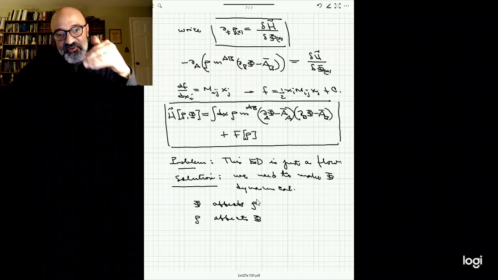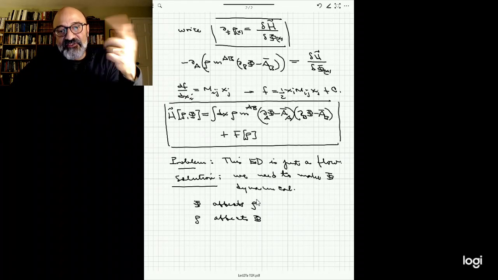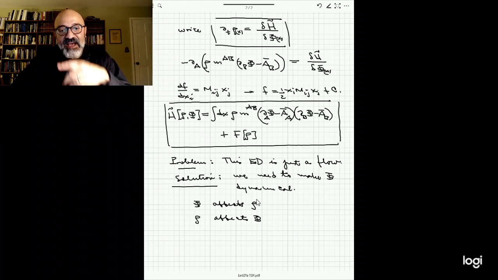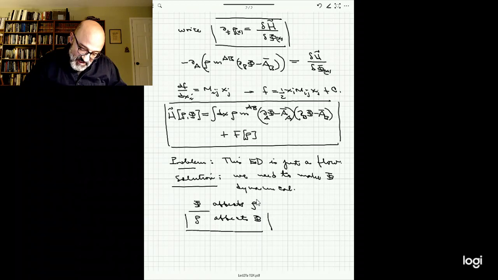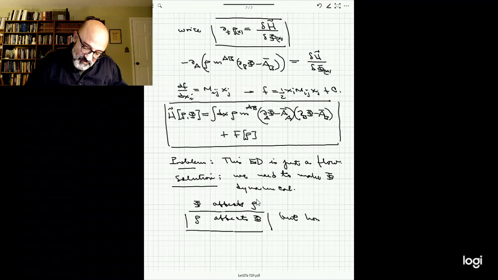But what is the rule for updating the constraints themselves? At this point, we're going to use symmetries. So rho affects phi, but how? For this part of the game, we're going to impose symmetries.